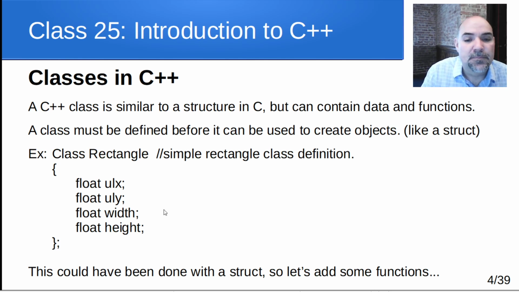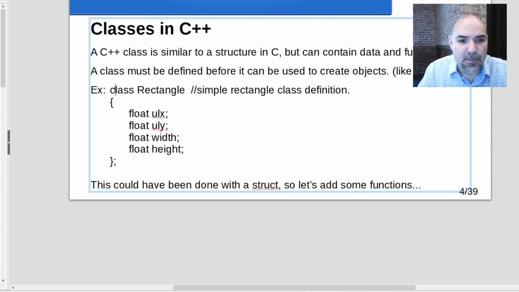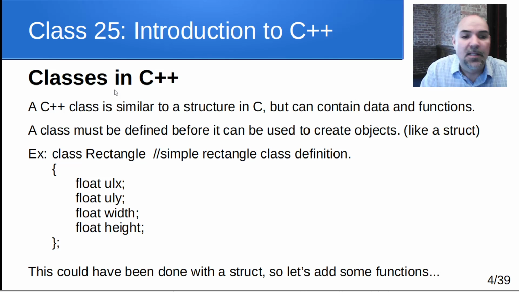So here's an example of a simple class declaration, and the word processor likes to capitalize things inappropriately, so let me fix that. So here's an example class rectangle. Just like you would say struct and then provide the name of the structure, we do the same thing. Here the word class replaces the word struct, and then we're putting the attributes that we want inside of the class, the class variables.